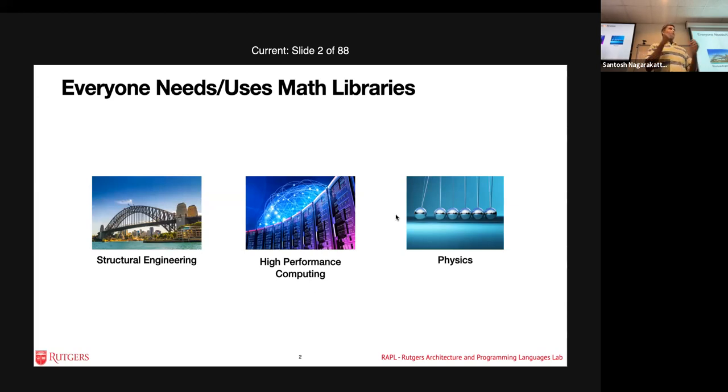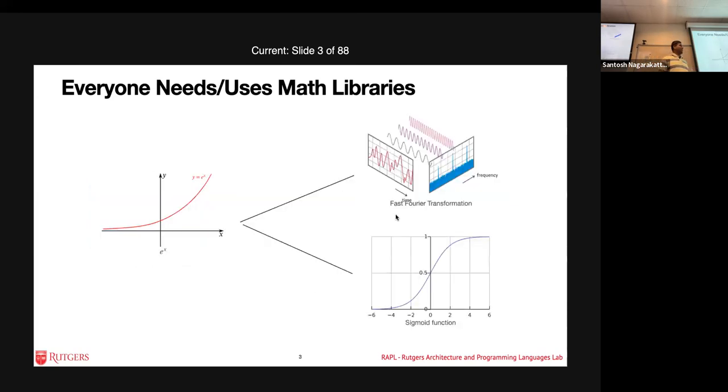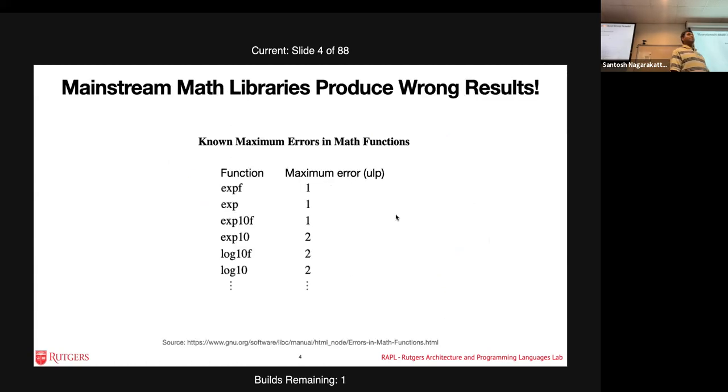And for some of you, the students out there interested in machine learning, e power x is kind of your savior, right? You use it everywhere, like fast Fourier transforms for natural language processing and translation, and sigmoid functions for your activation. So everyone uses them. So unsurprisingly, all mainstream libraries have implementations. They're like 50, 60 years of work. Unfortunately, they are all wrong.